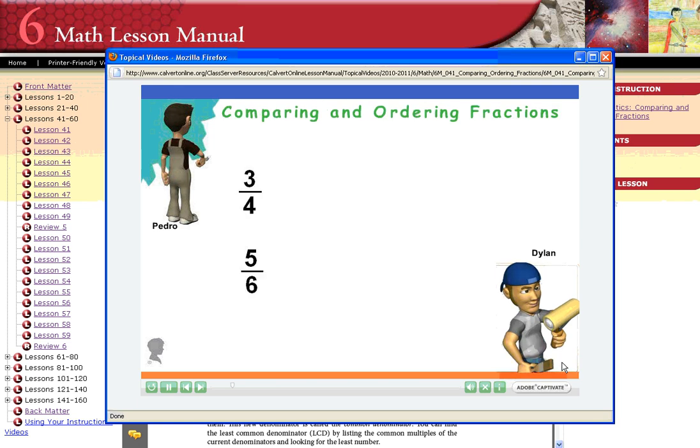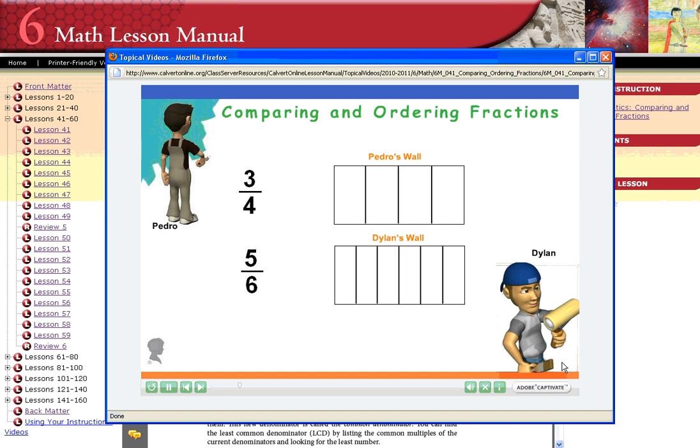Here are the fractions that represent how much of the wall each painter has completed. In order to tell which fraction has the greater value, you could draw two equal-sized walls, dividing one into fourths and the other into sixths. Then you could shade in the appropriate number of segments in each wall. As you can see, 5/6 is greater than 3/4. So, unfortunately, Pedro was wrong. Dylan was able to paint more of his wall in an hour with the paint roller. Study the models, then click Next to continue.